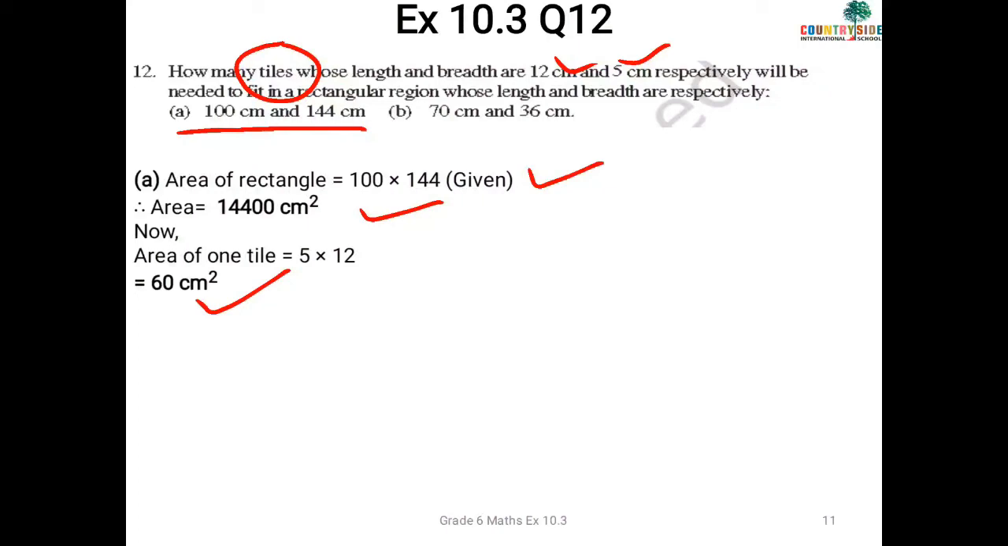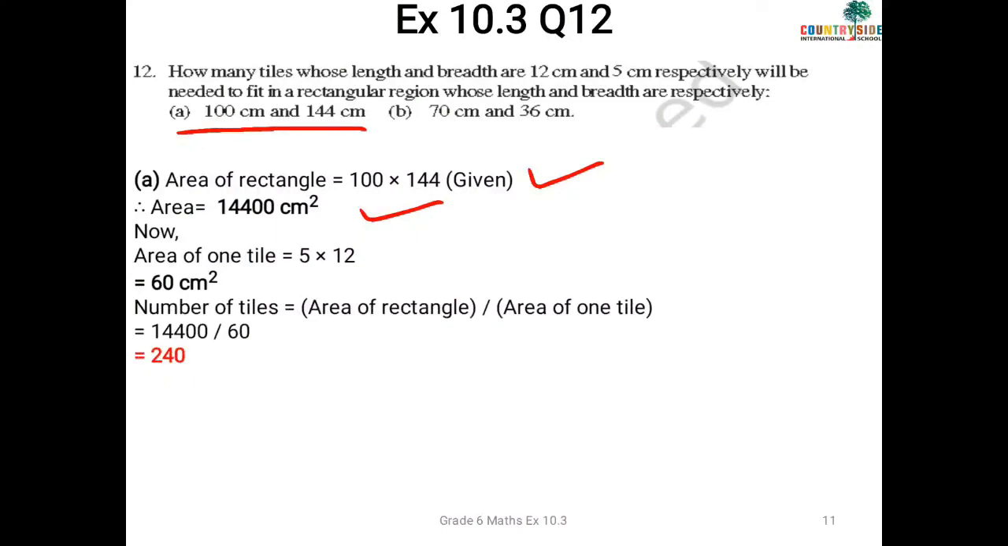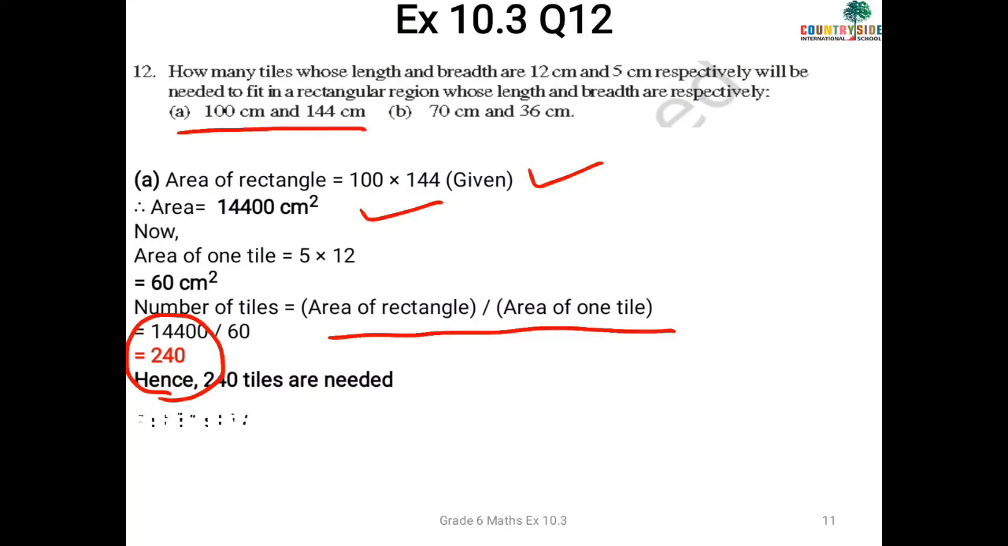Now what they are asking, see, the question is how many tiles whose length and the breadth are 12 centimeter and 5 centimeter. That means we have to divide. Okay, so number of tiles, the formula is total area upon area of one tile. So total area is 14400, divided by area of one tile, 60. So how many tiles do we require? 240. Okay, so this was part A. In the similar way you have to solve part B, and part B is your homework.